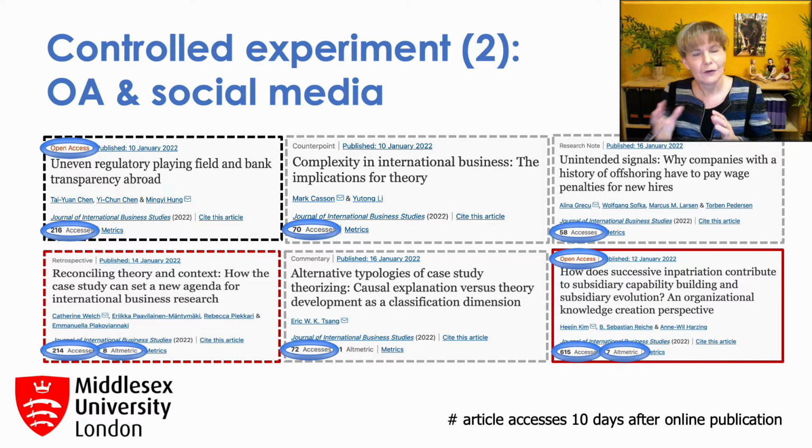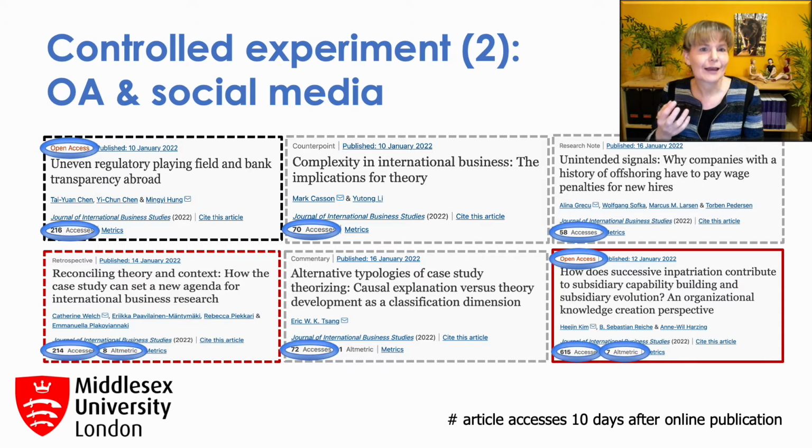So as you can see, the first article on the slide is available in open access and has had more than 200 access counts in only 10 days, which is quite a respectable number. Then the second factor that might influence whether people access an article is whether authors of the article or other people have shared the article on social media, the topic we're discussing today. And this is indicated by a red border.